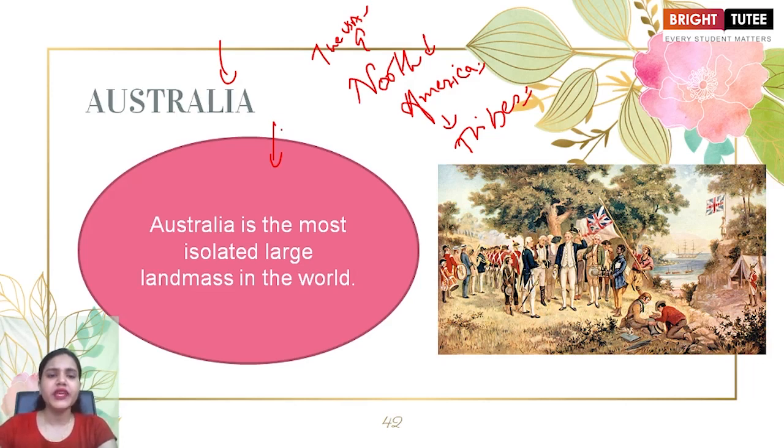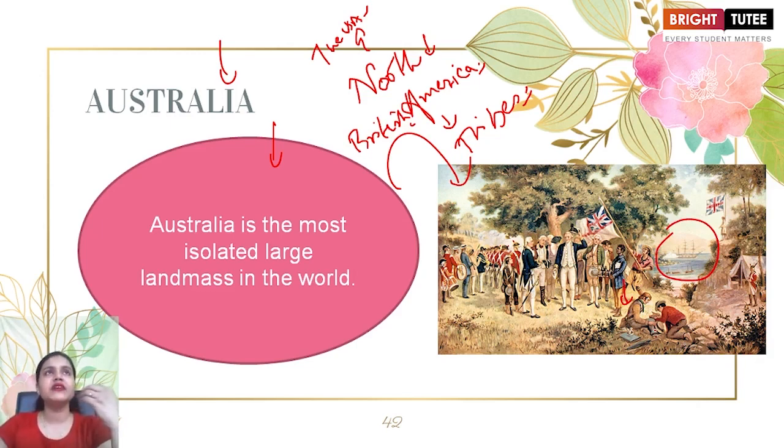So here students, one thing that you must remember is that whenever we are talking about the whole world, there were different continents, and the discovery of all these continents led to people coming from different areas as well. So here Australia was the most isolated large landmass in the world. Now if you look at the image here, we see that the British people visited this region, and they found that this was the most isolated part of the world, the most isolated landmass.